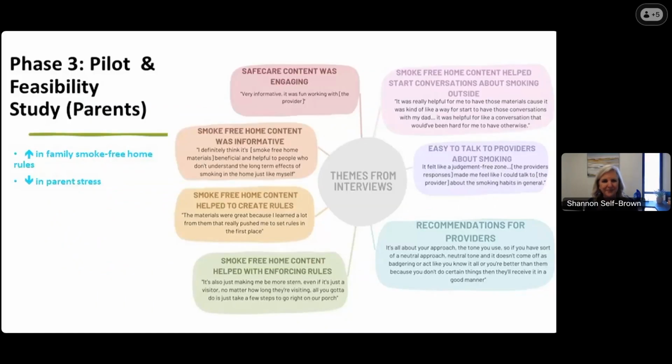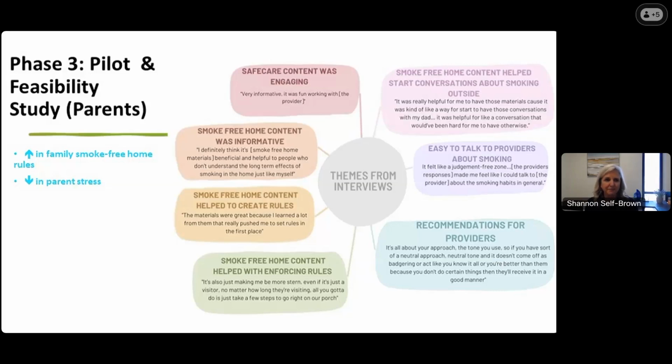Next slide. So in our pilot work with the 8 families, we did see an increase in smoke-free home rules and a decrease in parenting stress, which we were excited to see, as we had more content in the intervention, it did not diffuse the parenting outcomes that we typically see in the Safe Care program. We did qualitative work with our parents, and we heard overwhelmingly positive feedback on the content of the smoke-free home materials, as well as the fact that they were very comfortable talking about creating a smoke-free home with their provider, which we were excited to hear about.